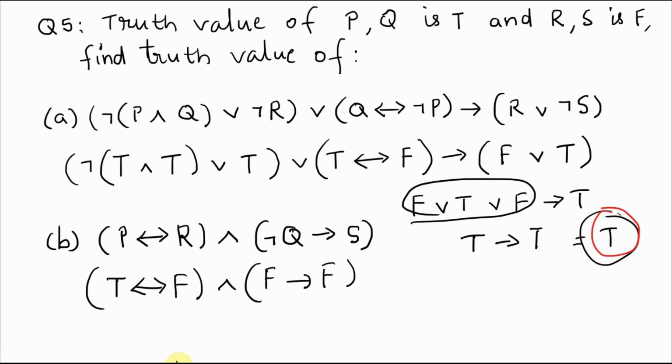Then this biconditional statement is false because one of them is false. It must be either both true or both false, not one of each. So if one of them is false, it is going to be false, and false implies false is true. So this evaluates to false. This is a false statement.